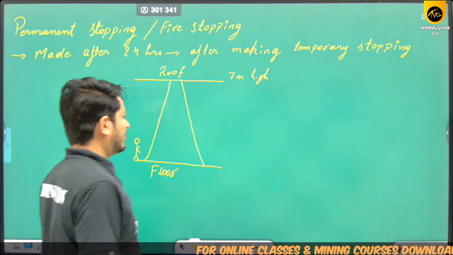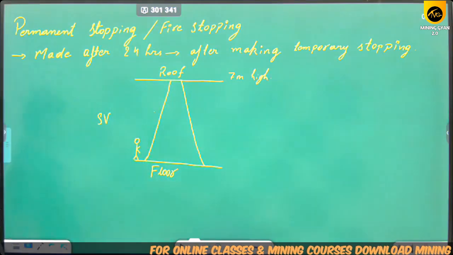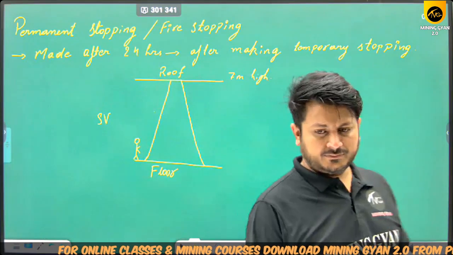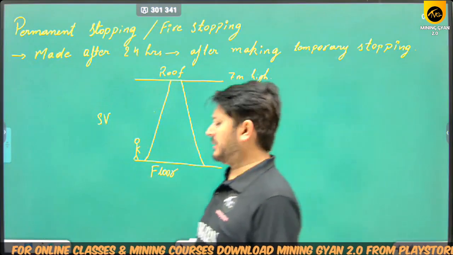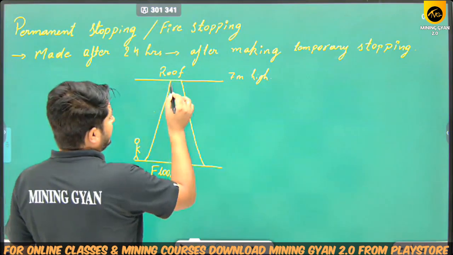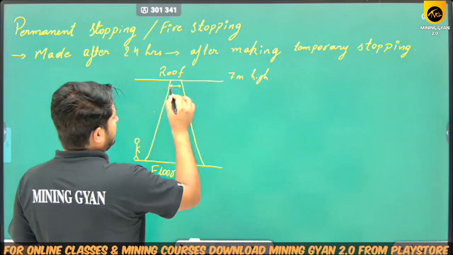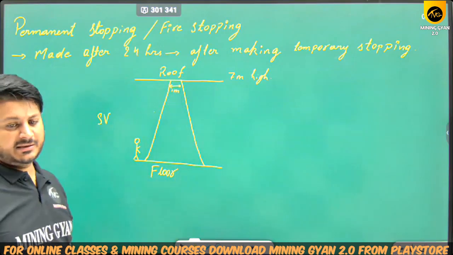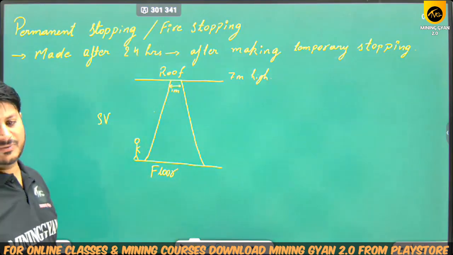Okay, the height of the roadway is 7 meters. Near the roof, the thickness of the stopping is 1 meter. Okay, just remember this thing.